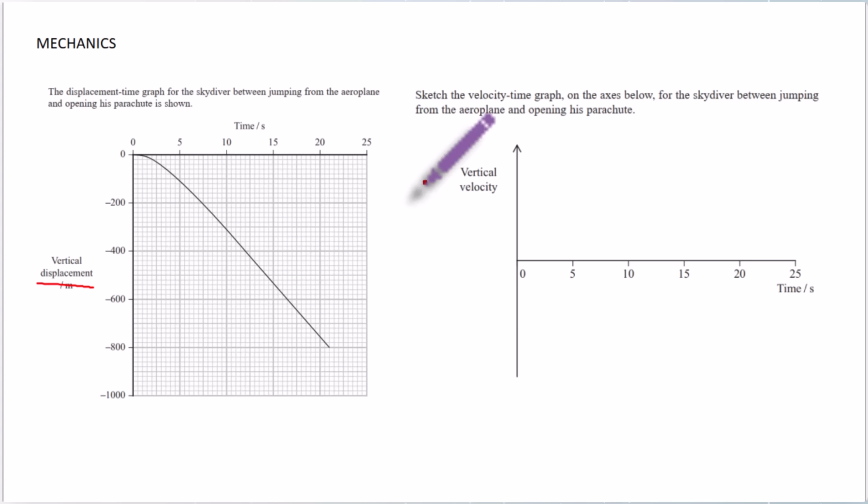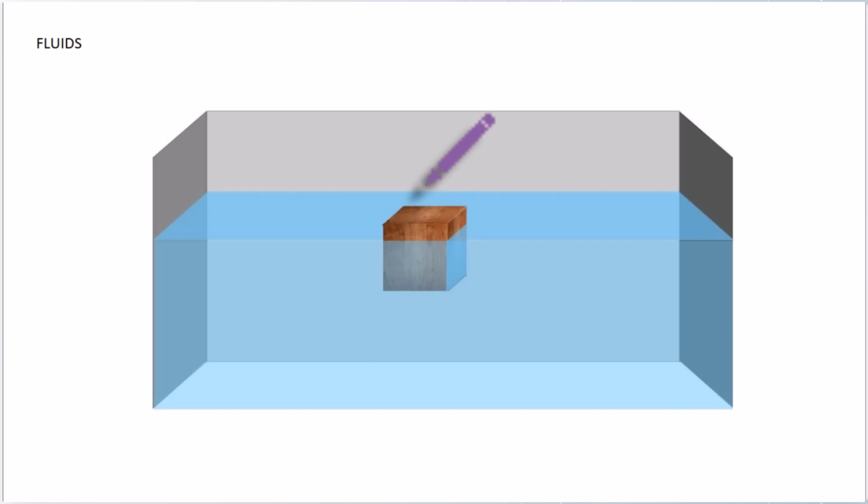Let's move on to the next section, that is fluids. So I just have a gut feeling that this paper might have something to do with when an object floats, or whether an object will float or not. So in this scenario, since this wooden block is floating, of course the forces on it are balanced. What are the two forces? One is of course its weight. The other one is the upthrust, right?